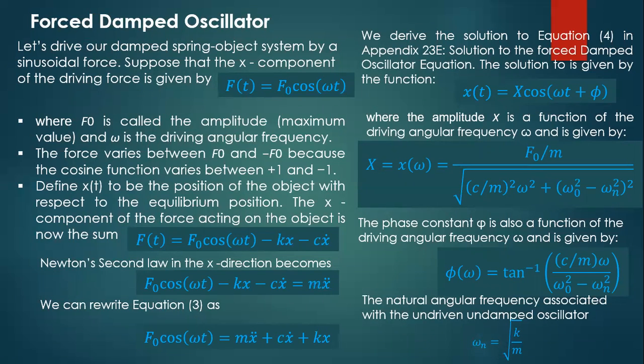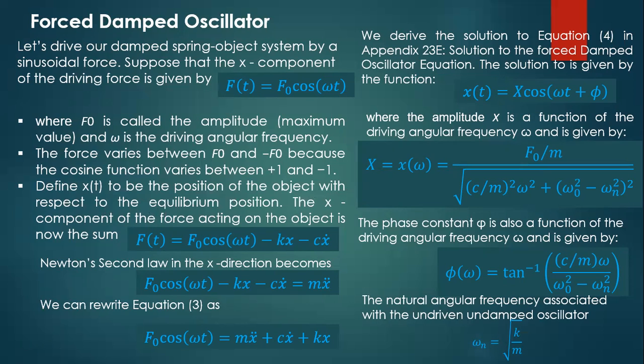The cosine function varies between 1 and minus 1. As we know, if it is cosine 0, then it is positive 1. If it is cosine 180, then it is minus 1. So the cosine function lies in between 1 and minus 1. Define x of t to be the position of the object with respect to the equilibrium position.